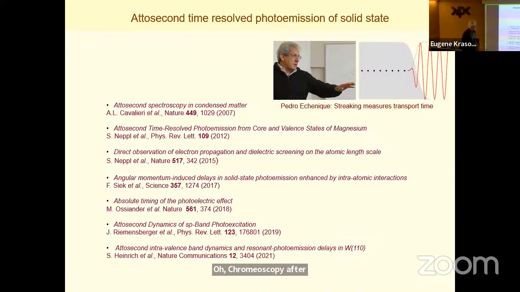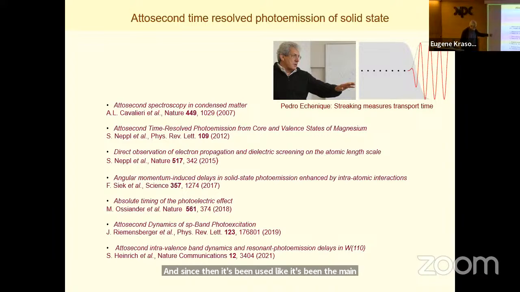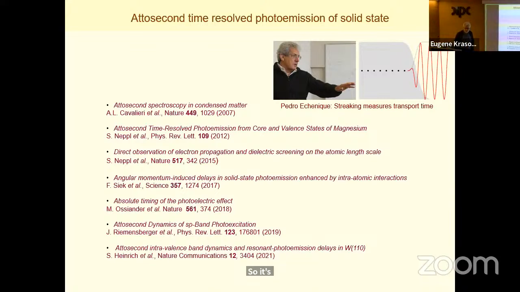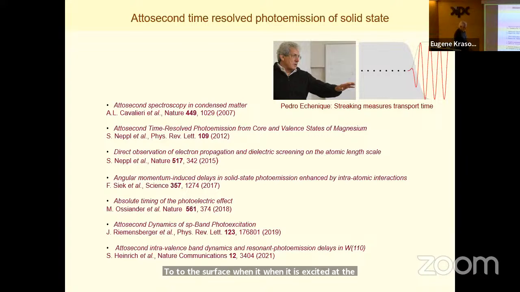So the first seminal work was in 2007, and the theory of what's going on there was suggested by Echenique. And since then, it's been the main idea with which all the measurements are explained. His idea is very simple: the streaking field is low frequency, so it doesn't penetrate into the solid, and the photoelectrons originate at a certain depth in the solid, which equals on average the mean free path. So the question is how much time the electron needs to reach the surface when it is excited at approximately the depth of the mean free path.